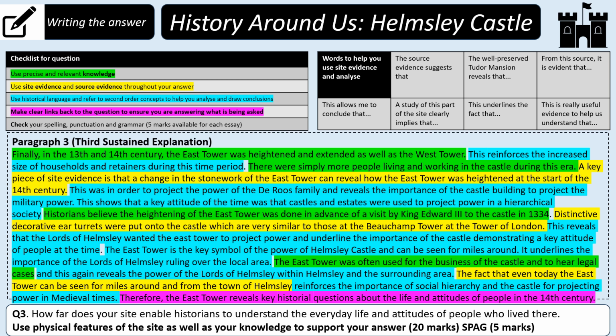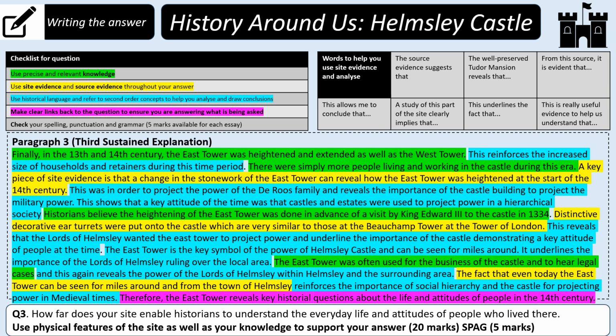The East Tower is the key symbol of the power of Helmsley Castle and can be seen for miles around. It underlines the importance of the Lords of Helmsley ruling the local area. The East Tower was often used for the business of the castle and to hear legal cases, and this again reveals the power of the Lords of Helmsley within Helmsley and the surrounding area. The fact that even today the East Tower can be seen for miles around and from the town of Helmsley reinforces the importance of social hierarchy in the castle for projecting power in medieval times. Therefore, the East Tower reveals key historical questions about life and attitudes of people in the 14th century.